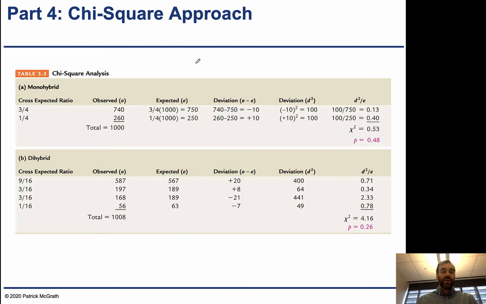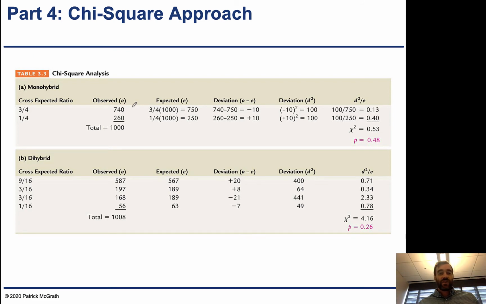So first you want to talk about your expected ratios. We're going to show you how to do this on both a monohybrid and a dihybrid cross. In the monohybrid cross, you have two different phenotypes, for example, tall versus dwarf, and you have the expected ratio of 3 to 1. So 3/4 of the offspring you expect to have one phenotype and 1/4 the other.